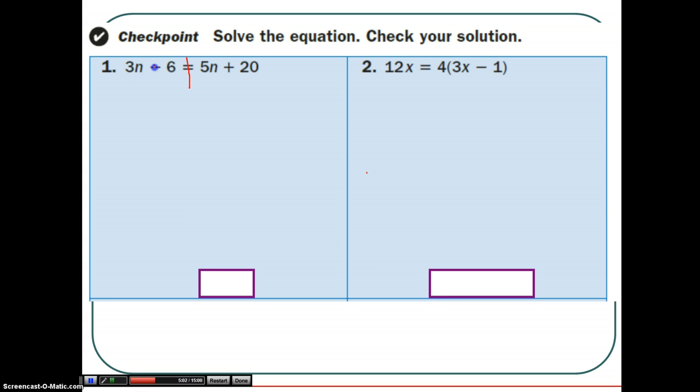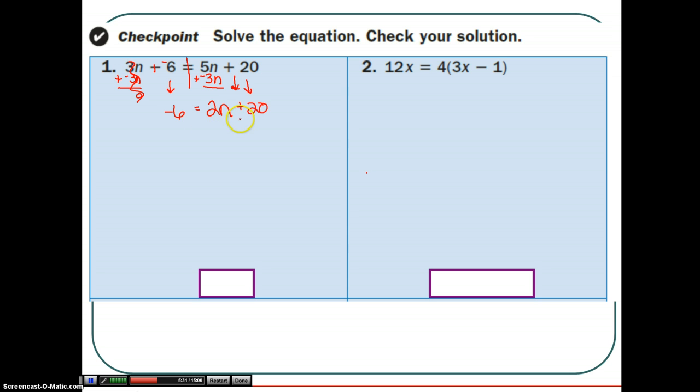First thing I want to do is add the opposite. Now, 3n I know is smaller than 5n, so it would make more sense to add the opposite of negative 3n to both sides. You're left with negative 6 because this was 0, and then 5 plus negative 3 is positive 2n, bring down the plus 20.